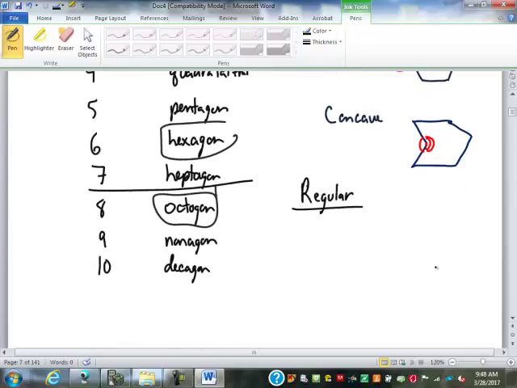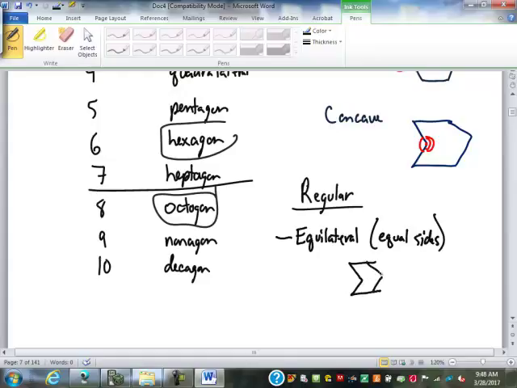Regular has two qualifications. Qualification 1, equilateral. What's equilateral mean? Equal sides. Equilateral, though, is not enough to mean regular because that has all 6 sides the same, but it's not regular.